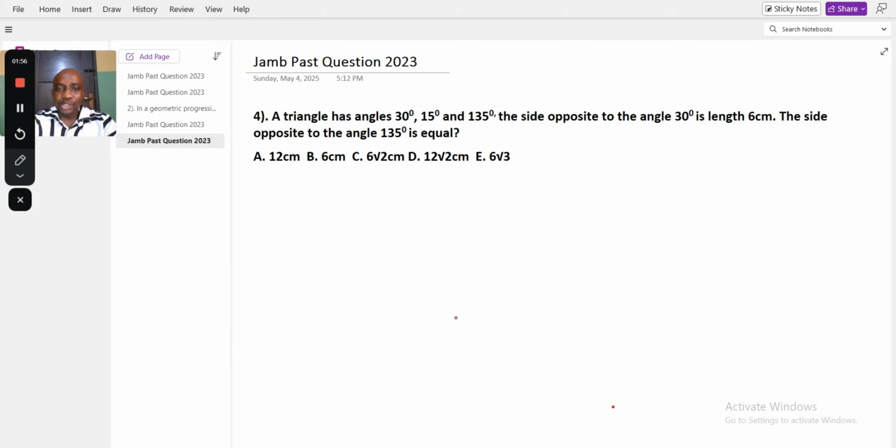I am here again to teach you guys how to solve JAMB past questions. We are going to solve JAMB past questions for the year 2023.